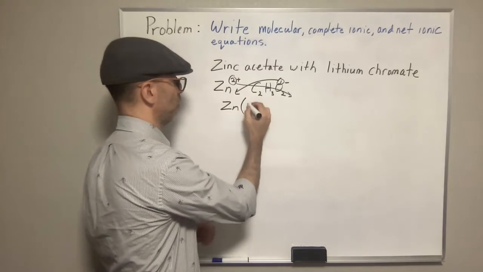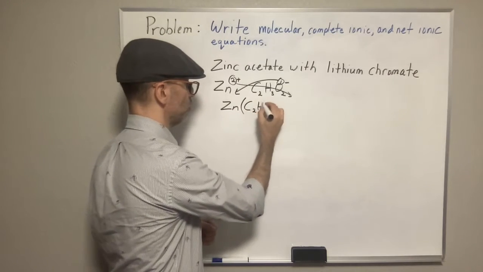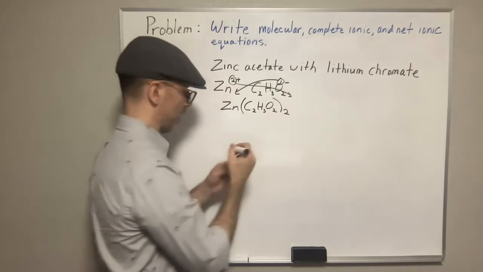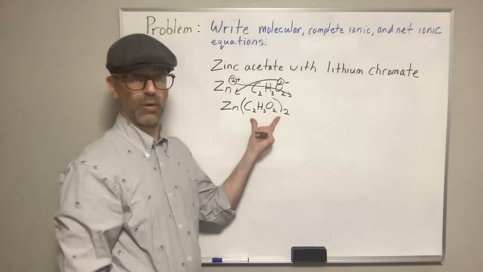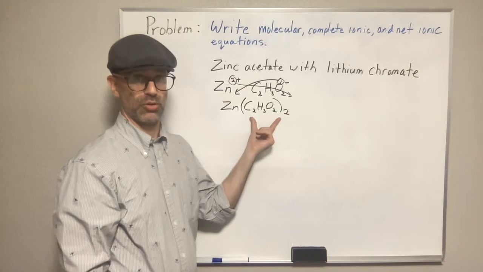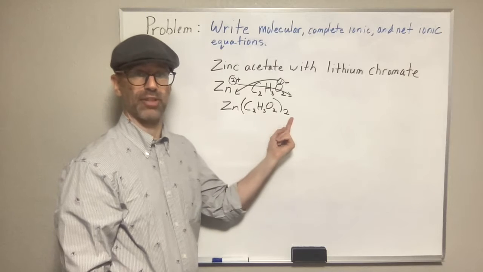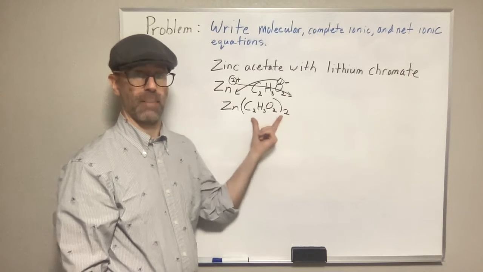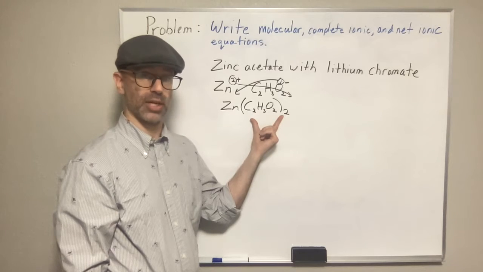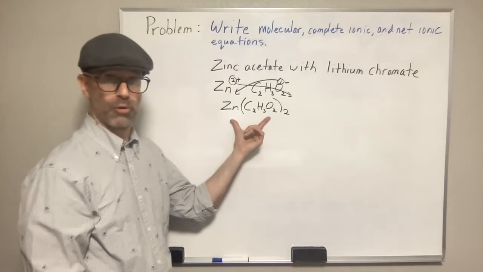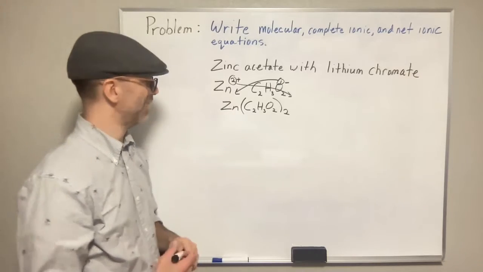So we're going to put parentheses, C2H3O2, and we're going to put a 2 on the outside. You'll notice that whenever we have more than one polyatomic ion, you need to use the parentheses and have the number outside the parentheses. If you only have one polyatomic ion in your formula, don't use the parentheses. All right, so here's our first formula for zinc acetate.